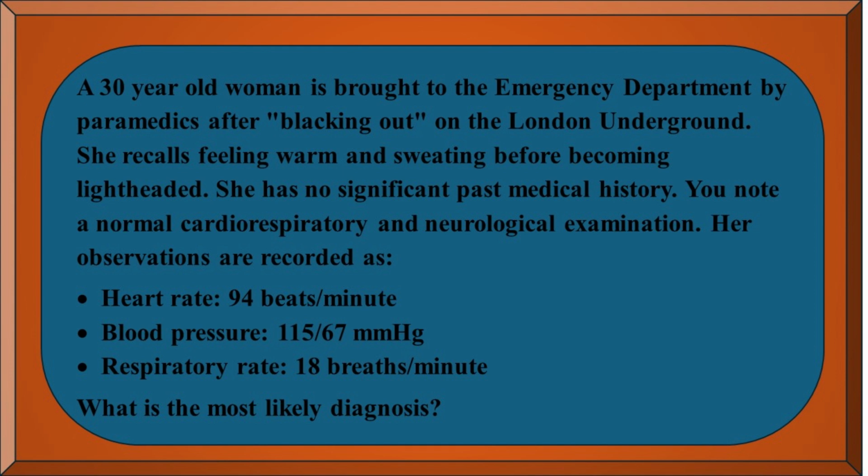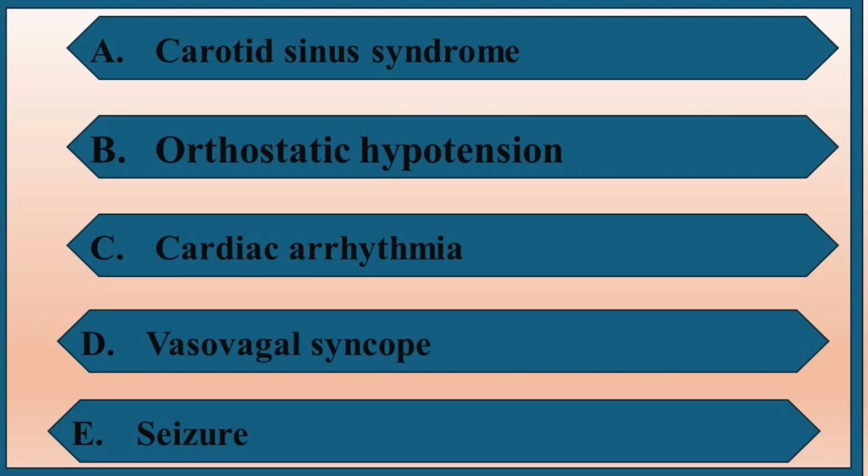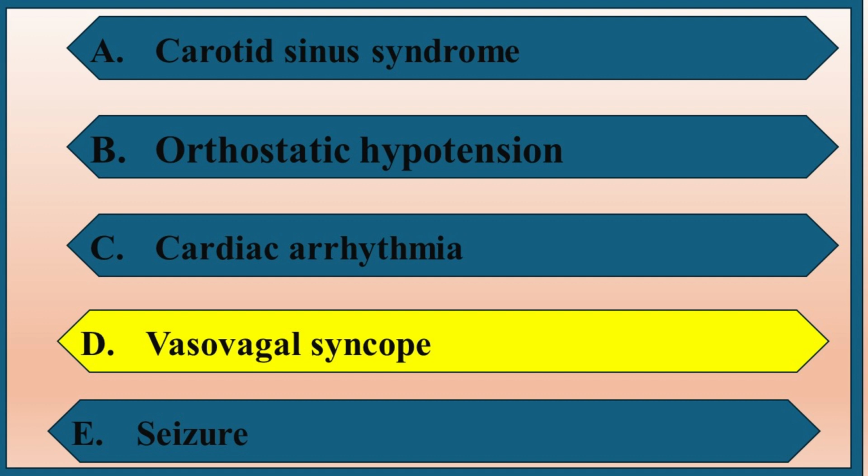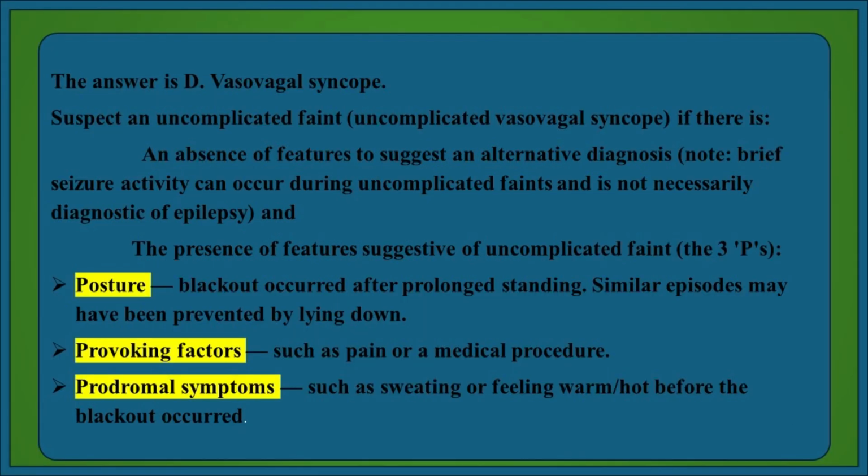Options are A. Carotid sinus syndrome, B. Orthostatic hypotension, C. Cardiac arrhythmia, D. Vasovagal syncope, E. Seizure. The answer is D. Vasovagal syncope. Suspect an uncomplicated faint, uncomplicated vasovagal syncope, if there is an absence of features to suggest an alternative diagnosis.